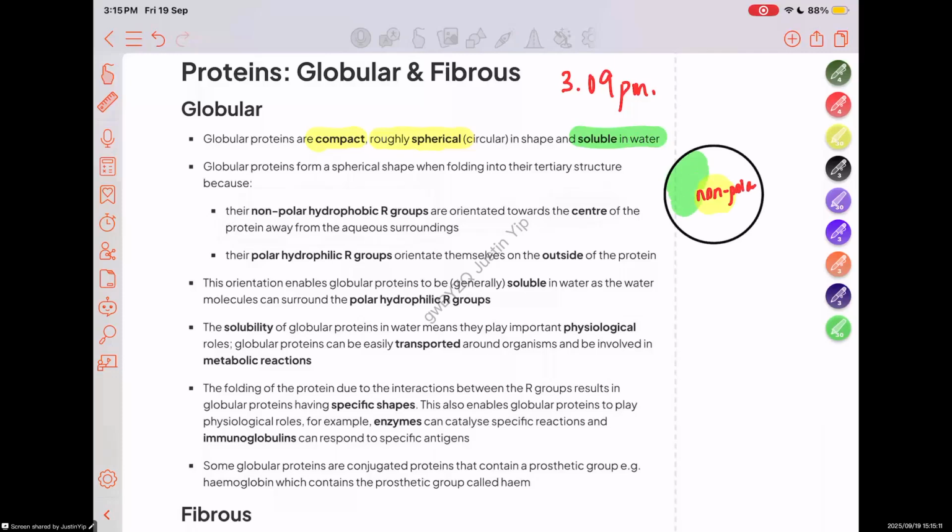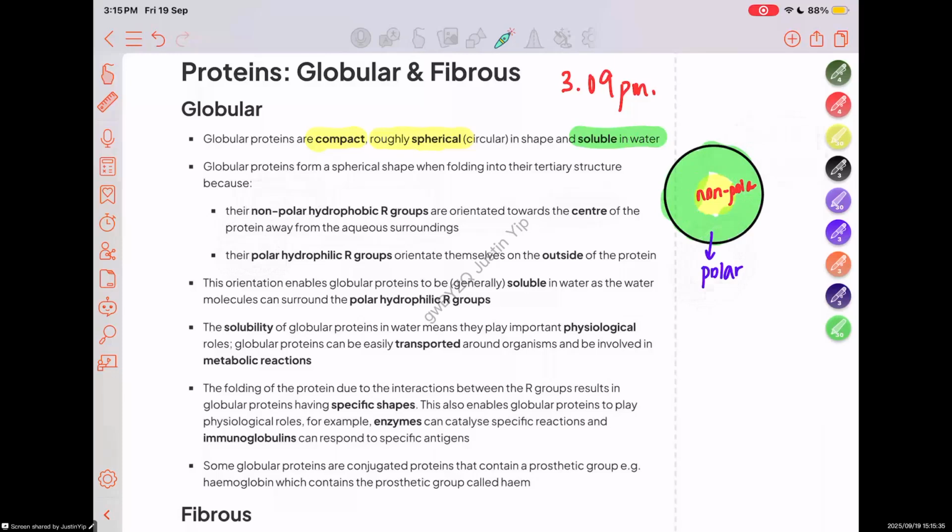Outside, the green color part here, will be polar. So you see, non-polar and polar. The polar part will be outside in your globular protein. Why? Because they are water soluble.